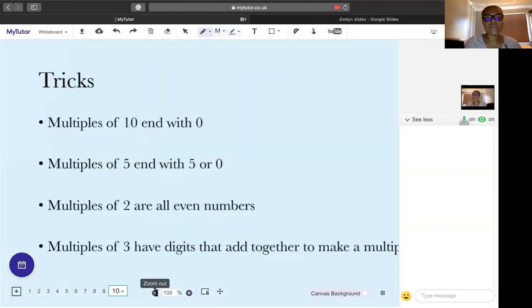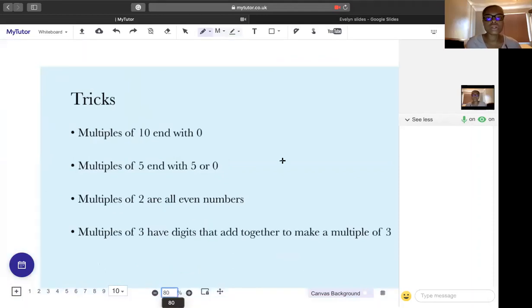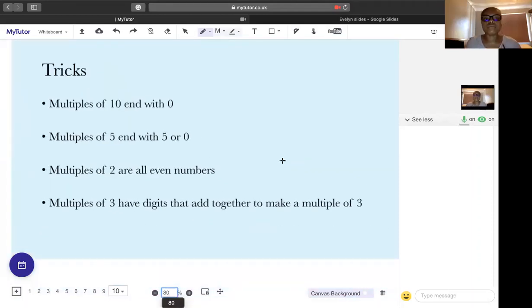let's quickly go over some quick tricks that would be very helpful to figure out which numbers are multiples of other numbers. So we know that multiples of 10 always end in zeros. So multiples of 10 would be 10, 20, 30, 40, 50, and so on. So all of these end in a 0, so all of these are multiples of 10. Now, multiples of 5 always end in 5s or zeros. So we know that they are multiples of 5. So that would be 5, 10, 15, 20, 25, and they go on.